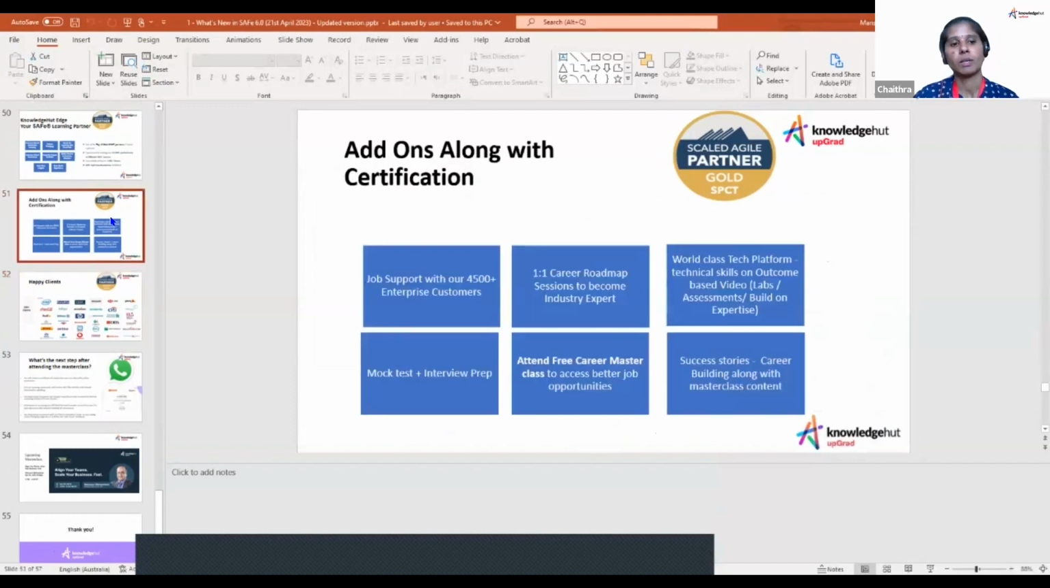So after attending our masterclass, what are the other add-ons you get from KnowledgeHut? We have job support for you. We have 4,500 plus enterprise customers working with us. So if you are looking for a job opportunity, with this pandemic and job vacancies, we collect your CVs and provide them to our enterprise customers, where there are a lot of opportunities.